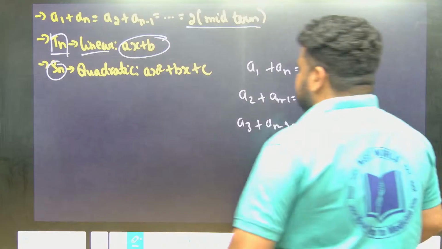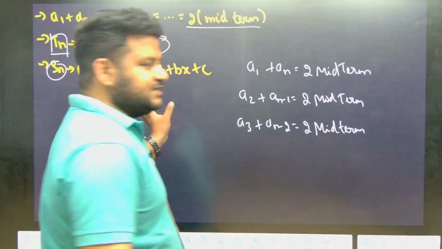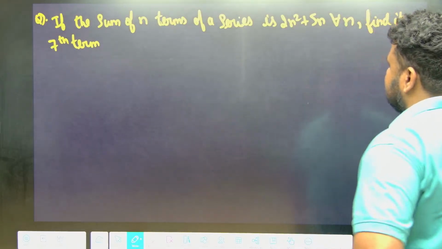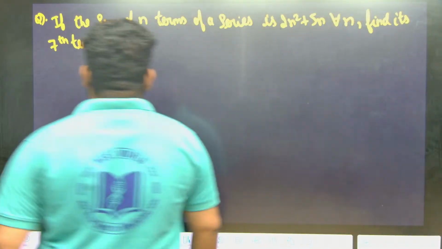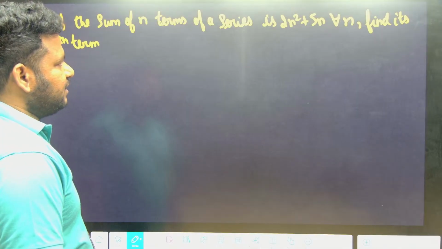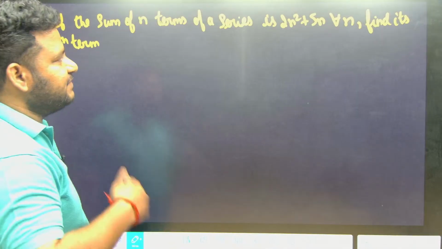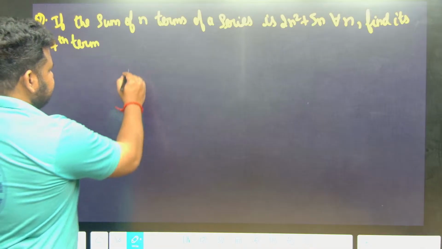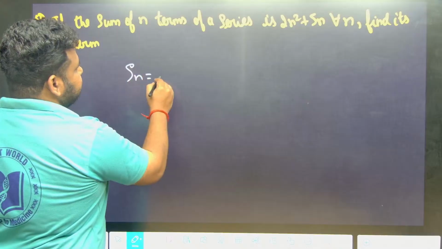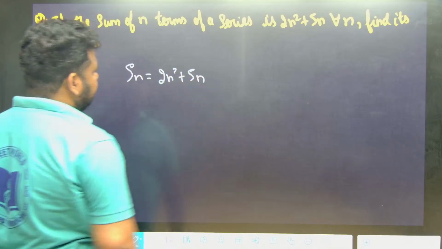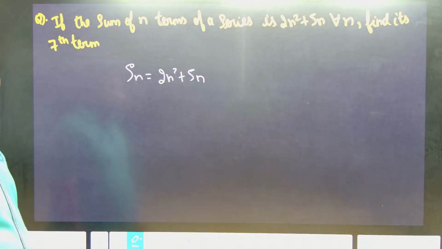So, if Sn is given, that means it is quadratic. Now, look at this. They have given that the sum of n terms of the series is 2n square plus 5n, for all n, and they are asking to find its 7th term. Sn is given as 2n square plus 5n. They are asking for the 7th term.